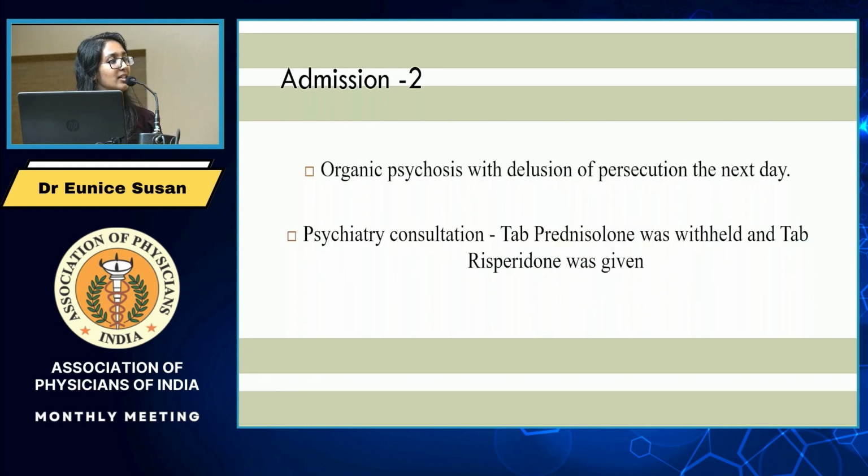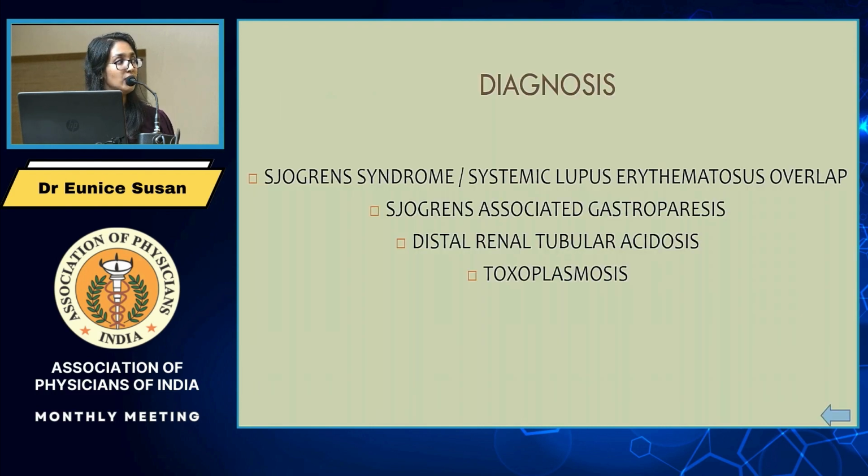However, the very next day, the patient developed organic psychosis with delusion of persecution. We had considered a steroid-induced psychosis, and we had withheld the prednisolone and started her on risperidone after a psychiatric consultation. Patient improved with this, and they had requested for a discharge. So at this point of time, our diagnosis is an overlap between Sjogren's syndrome and systemic lupus erythematosus with associated gastroparesis, distal renal tubular acidosis, and toxoplasmosis.